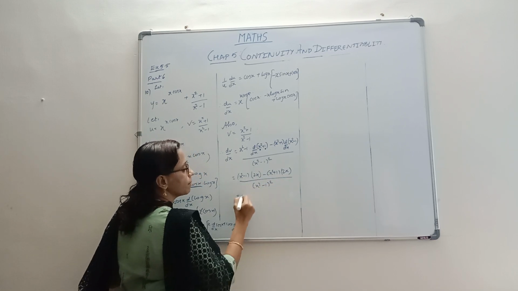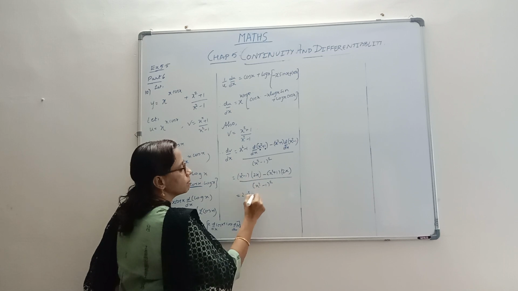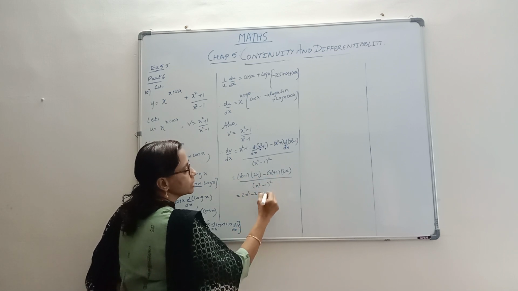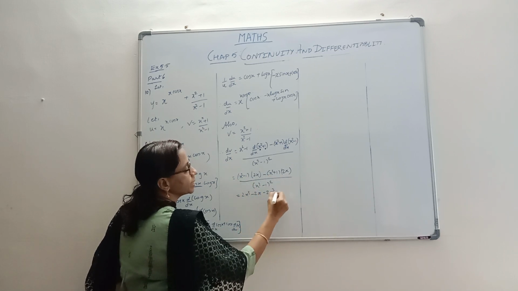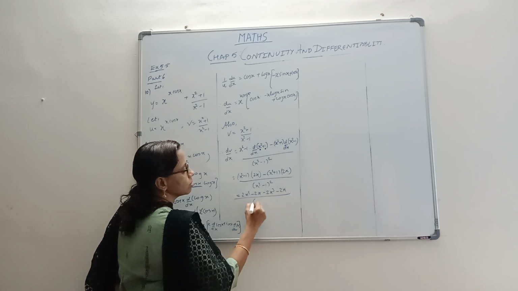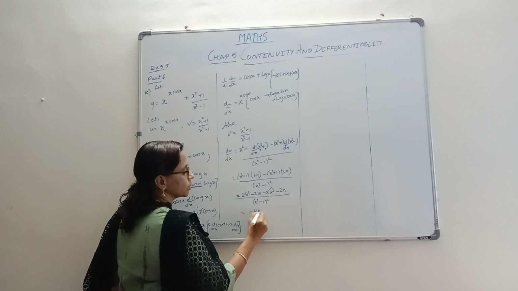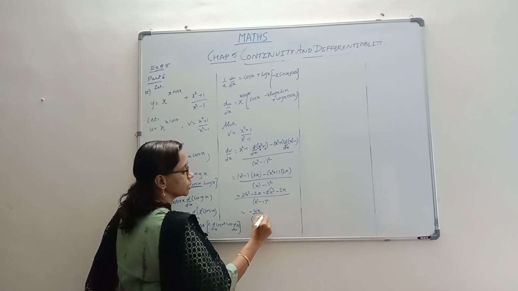And let's now open this up. 2x cubed minus 2x minus 2x cubed minus 2x. So anything is cancelling? Yes. So minus 4x by x squared minus 1 the whole square.